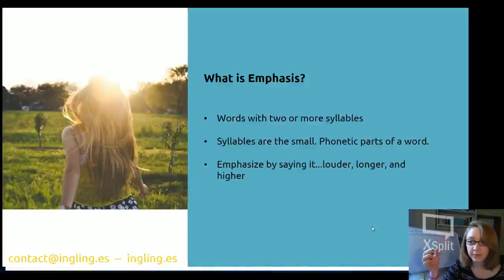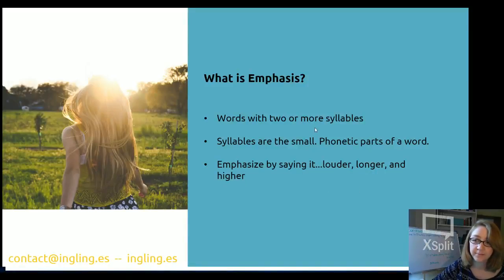So, for example, syllable, syllable. Syllable has 3 syllables in it. Syllable. Okay? It's like the small phonetic part of the word. And when we emphasize or stress a syllable, we say it louder, longer, and higher.